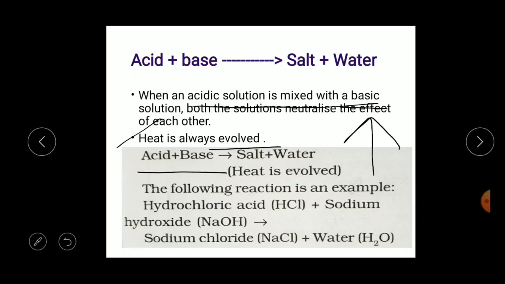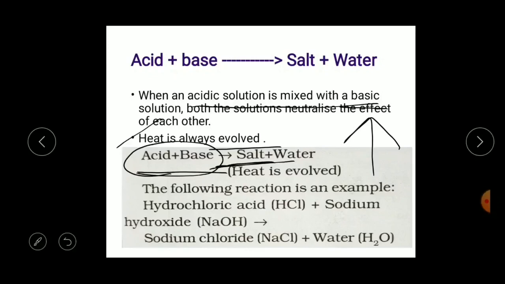Understood? Okay, in the neutralization reaction a new substance is formed, that is the salt, right? In the neutralization process a new substance is formed, that is called the salt. And the salt may be acidic, basic or neutral in nature.